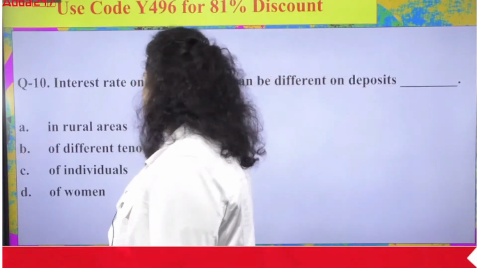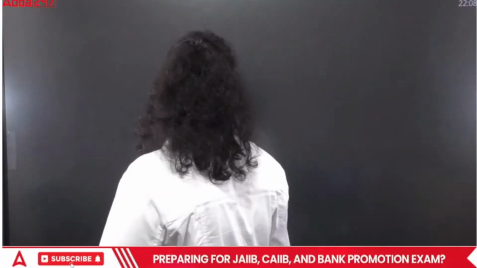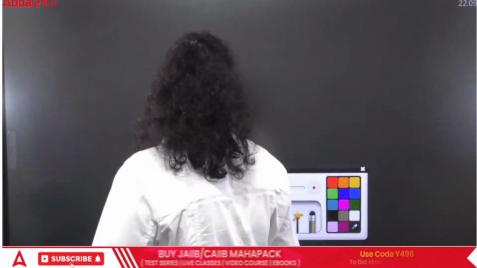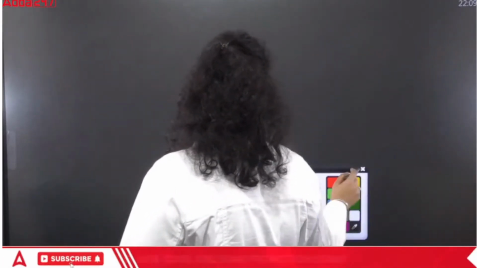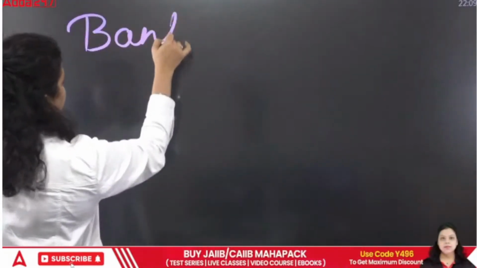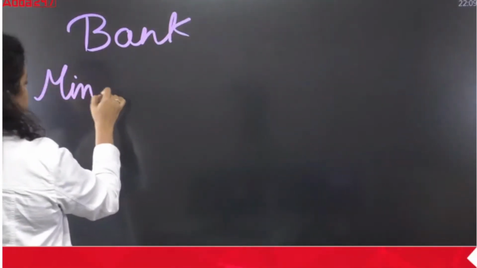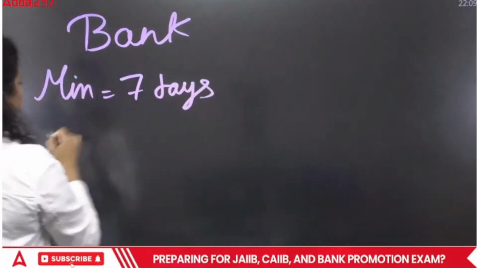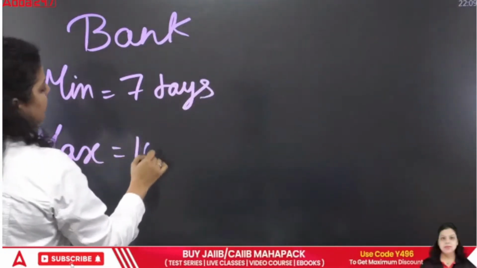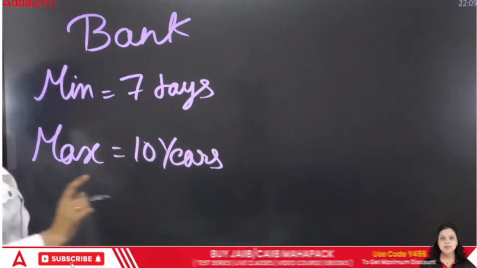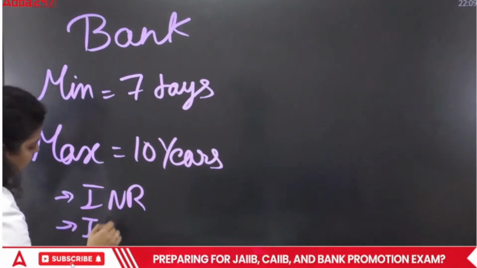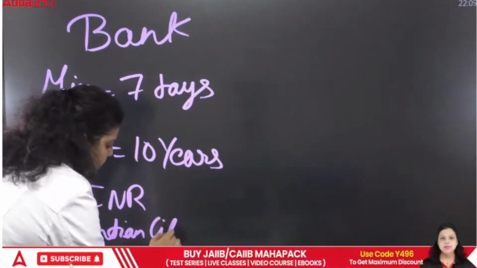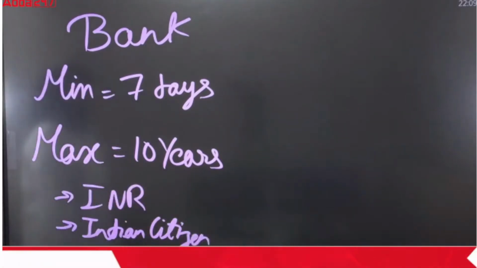If I talk about the fixed deposit, there are different types of fixed deposits available. Let's understand first. Certain conditions are there. If you are having an FD in a bank, the minimum time duration will be 7 days and the maximum time duration will be 10 years. That is if the FD is in Indian currency, in INR, and an Indian citizen is having the FD. Okay, that's the first condition.